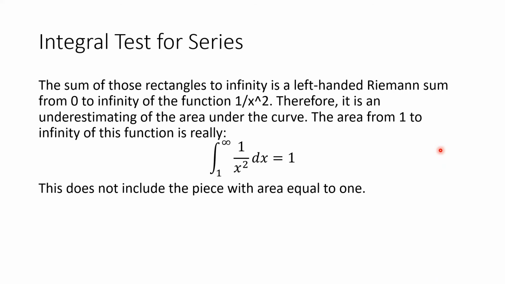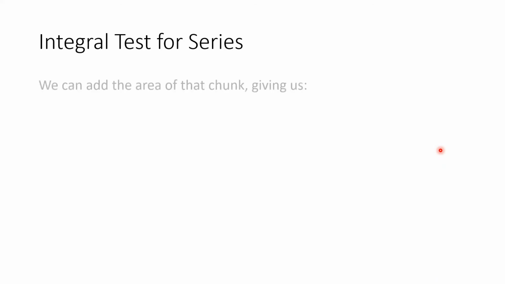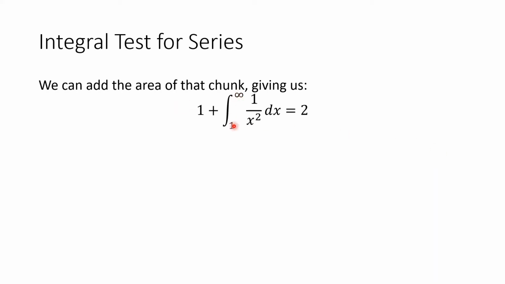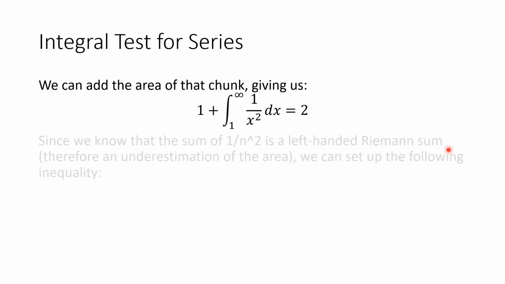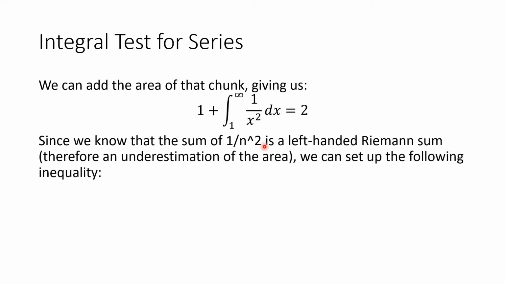Alright, like I said, this is not equal to piece with area equal to 1. So we can add the area of that chunk, giving us 1 plus the integral from 1 to infinity of 1 over x squared dx, which is equal to 2. And since we know that the sum of 1 over n squared is a left-handed Riemann sum, and therefore an underestimation of the area, we know that it's less than this term, right? Well, technically less than both of these terms, since it also includes the 1 at the beginning.